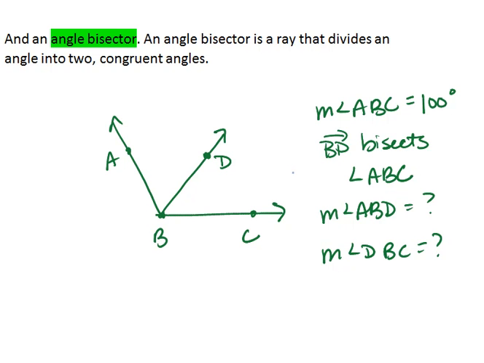Okay, since BD bisects ABC, we have these two congruent angles, ABD and DBC. Furthermore, since the whole angle is 100 degrees, then each half must be 50 degrees. So we have the measure of angle ABD is 50 degrees, and the measure of angle DBC is also 50 degrees. And that concludes angle bisector.